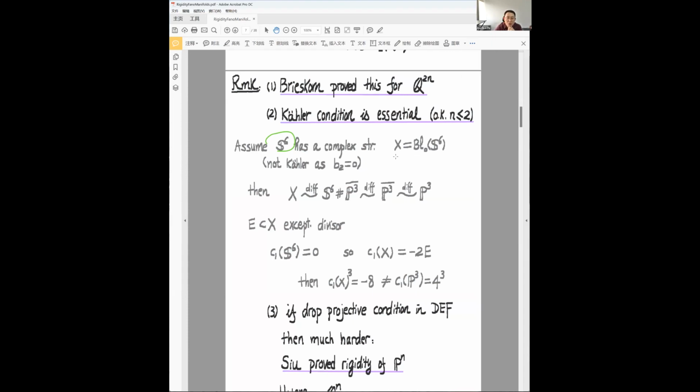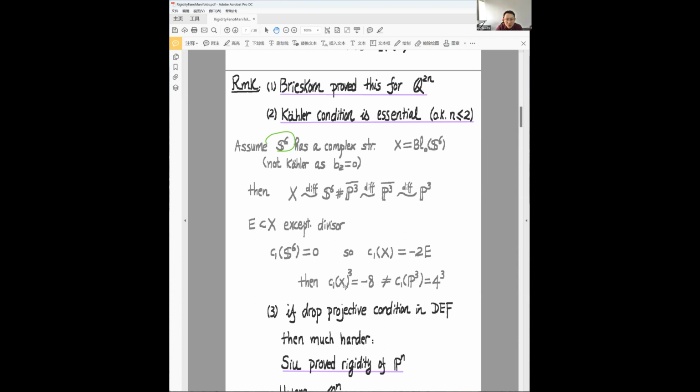And then we can choose just one point, and we blow up this point. Then this X is just the blow-up at one point. So this is diffeomorphic to the 6-dimensional sphere connected sum with P3 bar. It means you change the complex structure, and then you shrink this S6 to one point, you get a diffeomorphism to this P3 bar, which is diffeomorphic to P3 itself. So this would give you a variety which is diffeomorphic to P3.